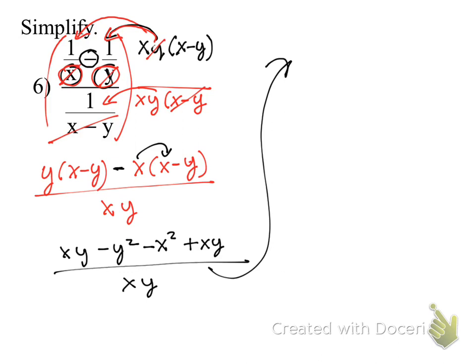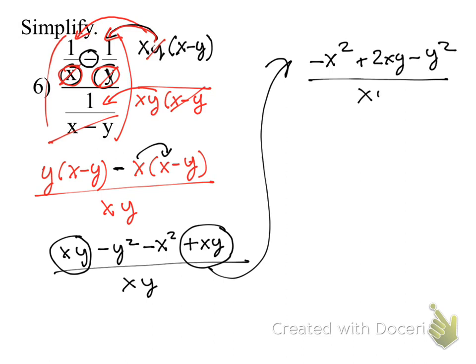I've got to combine my like terms. So I'm going to go with a negative x squared, putting it in alphabetical order. That's plus 2xy, and then minus y squared all over xy. In the numerator, we can factor out a negative 1, and we're left with something like this. Does anybody recognize that? What do we call that?